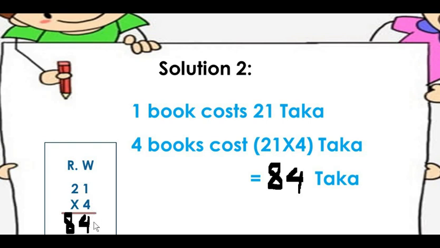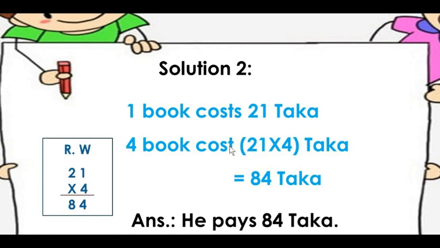From the rough work we got the product and put the number here. So the result is 84 Taka. So the cost of 4 books is 84 Taka. My dear students, look, this is the complete solution of problem number 2. In the question, they want to know how much does he pay. So he pays 84 Taka.